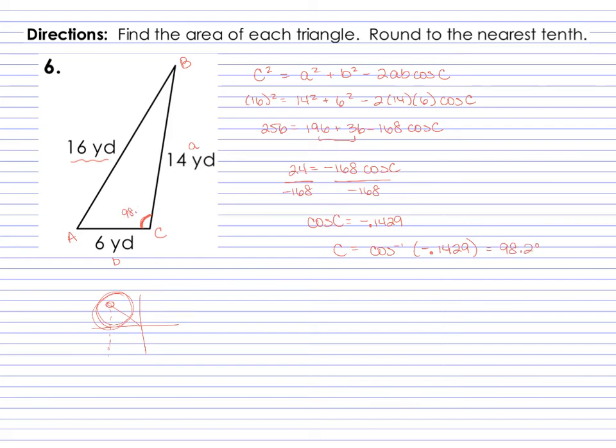I'll fill that in up here too. So now we have two sides and the angle in between, so we can go ahead and find the area of this triangle. Area is equal to 1/2. Side A is 14. Side B is 6 times the sine of 98.2 degrees. Put that in your calculator, hit enter. We're going to find that the area is 41.57 square yards.